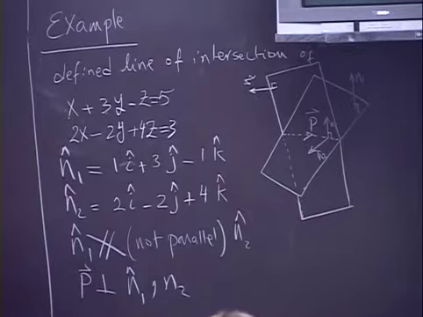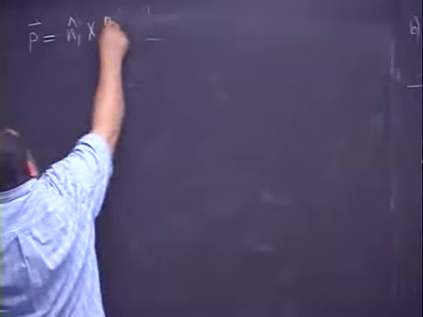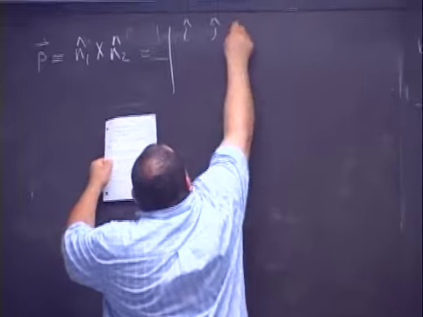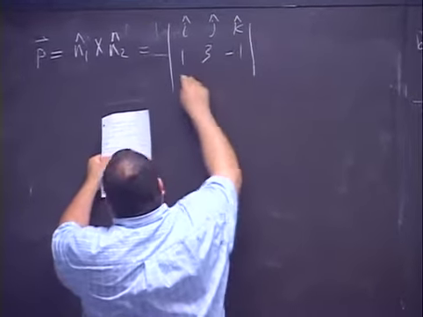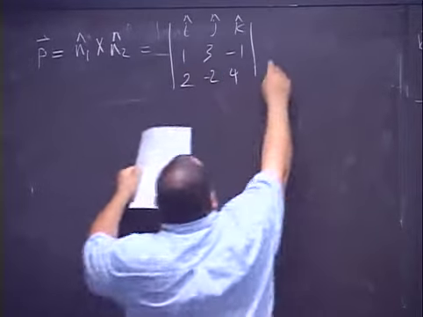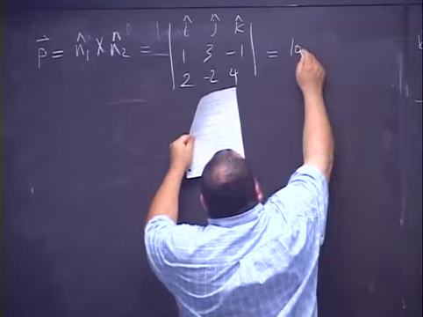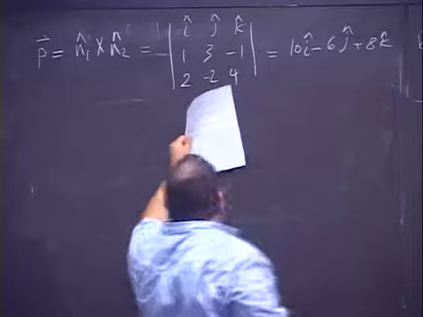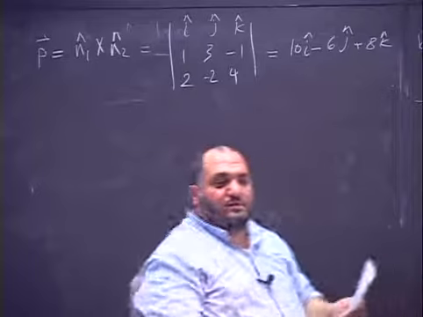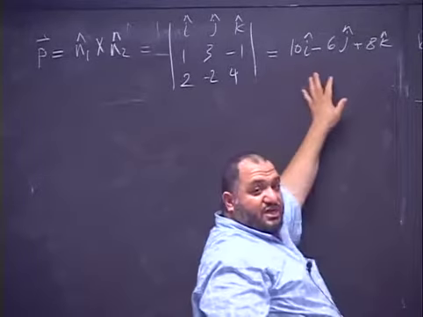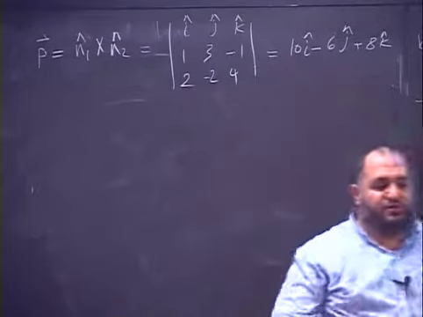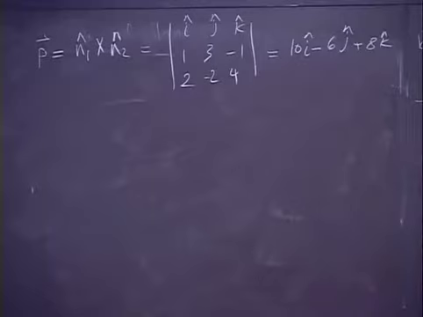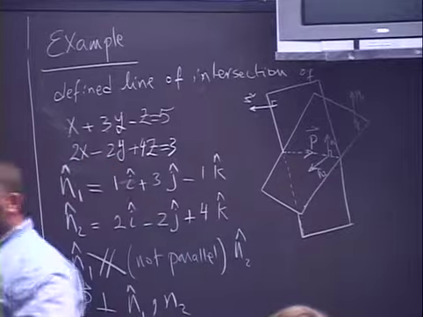So the direction of P will be just equal to N1 crossed with N2, and in this case it will be the determinant of I, J, K, 1, 3, -1, 2, -2, and 4. If you do this, this will give you 10 in the direction of I, -6 in the direction of J, -8 plus 8 in the direction of K. If you want, you can take the dot product of P with N1 and P with N2. If you dot product P with either N1 or N2, it will give you 0.